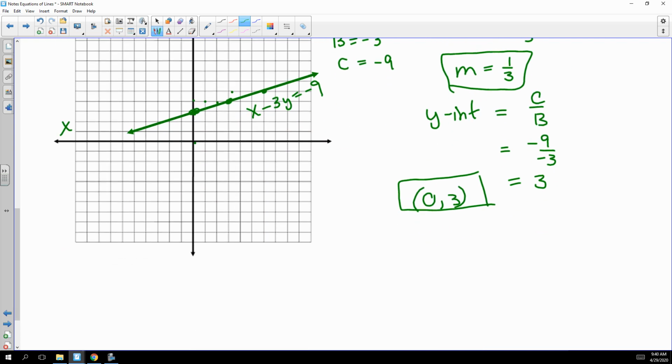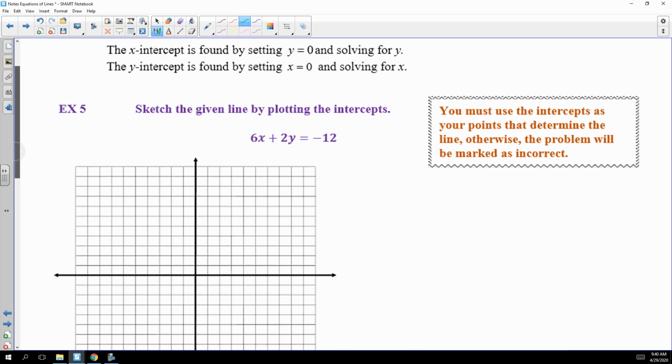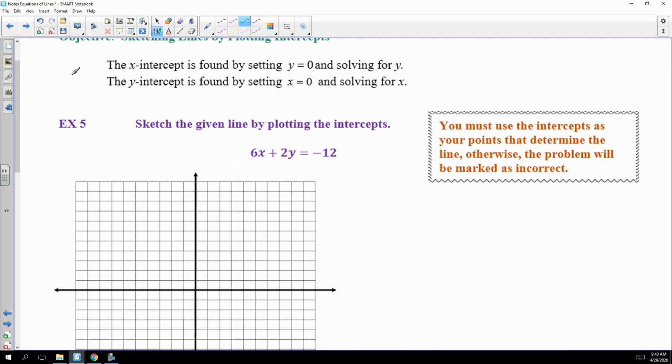Okay, the last little bit, we're going to review just one more time. We're going to sketch a line by plotting intercepts. I went through it pretty quickly on the last set of notes, but this can give you more detail if you want. The x-intercept is found by setting y equal to 0 and solving. The y-intercept is found by setting x equal to 0 and solving for y. Be careful if you're using a program. If it says to graph it using intercepts, then you really need to do that. Some programs will mark it incorrectly if you graph it using slope-intercept form instead.